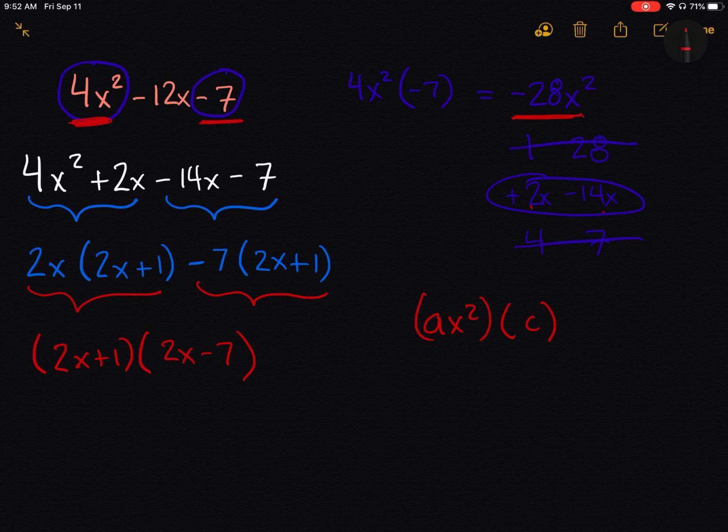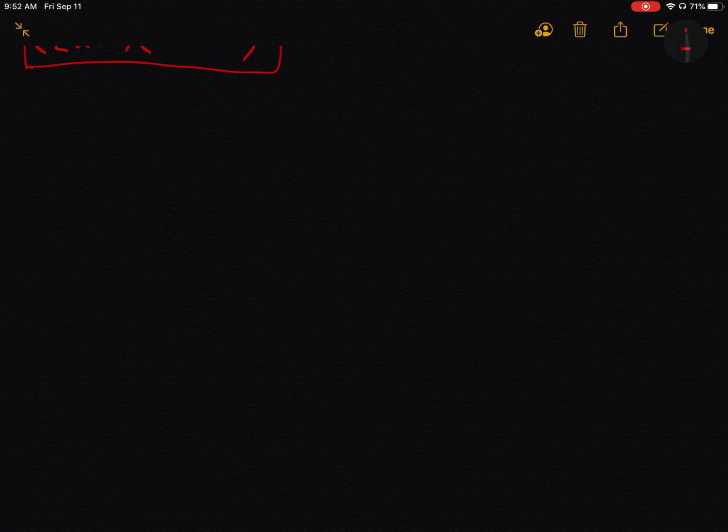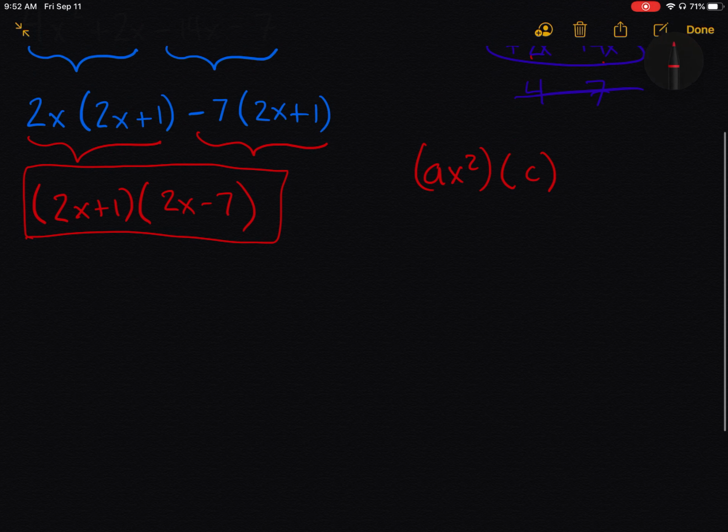And after that, we grouped the first two terms, we grouped the second two terms, and we got a greatest common factor of 2x, and we got a greatest common factor of negative 7, and then we took out the common factor of 2x plus 1, which again gave us our final answer of 2x plus 1 times 2x minus 7. So the next example we're going to do requires us to first pull out a greatest common factor.